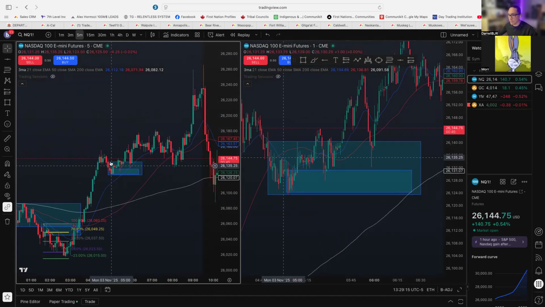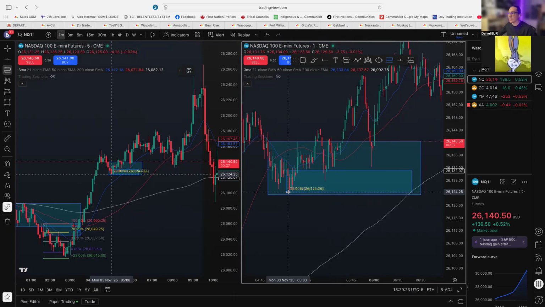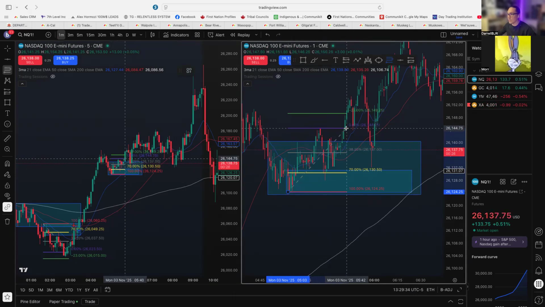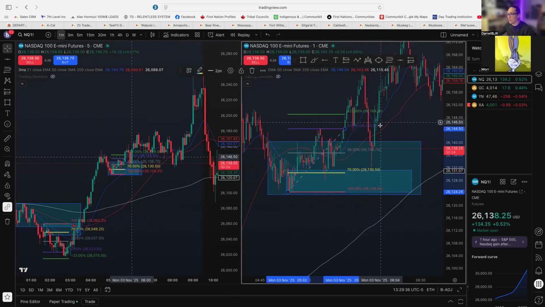So you have your 5 minute demand zone. You go down to the 1 minute. You have your 1 minute demand zone. What you do is take your fib from the bottom of that demand, the green candle. There is this wick right here. You could go from the wick if you want. I think it's probably just like 4 ticks, so it doesn't really matter. But this is how I do it. And then look at that shit.